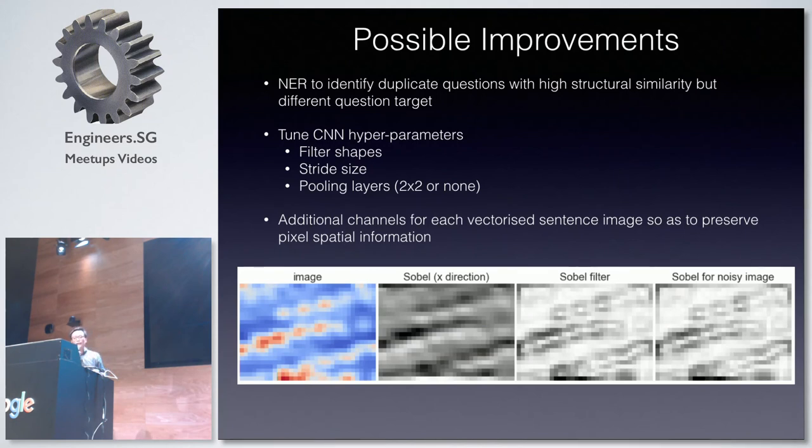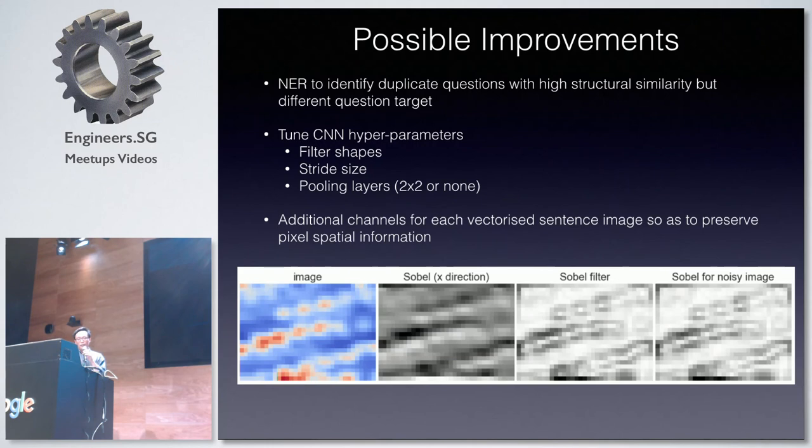Next, tune CNN hyperparameters. I think filter shapes helped a lot. My first layer was 5x5, and it didn't get too good a result. When I changed to 3x3, the accuracy as well as the error rate was much better. Stride size: currently the stride size is 1. According to the literature out there, it could be 1 and 2, something for you to try out. Pooling layers: 2x2 or no pooling layers.